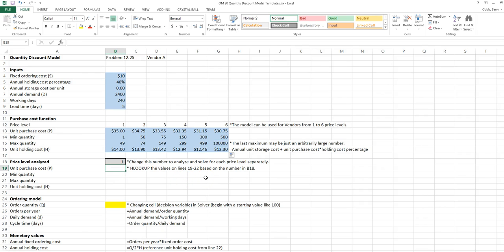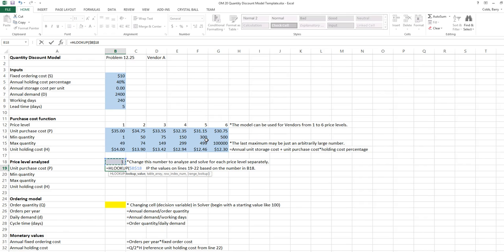We need to solve this problem for each price level separately. To do so, one way we can bring in the correct values that are associated with the right price level is the HLOOKUP formula. The HLOOKUP will first reference the lookup value. That will be the price level analyzed. Right now we have 1, but we'll change this to any number between 1 and 6.